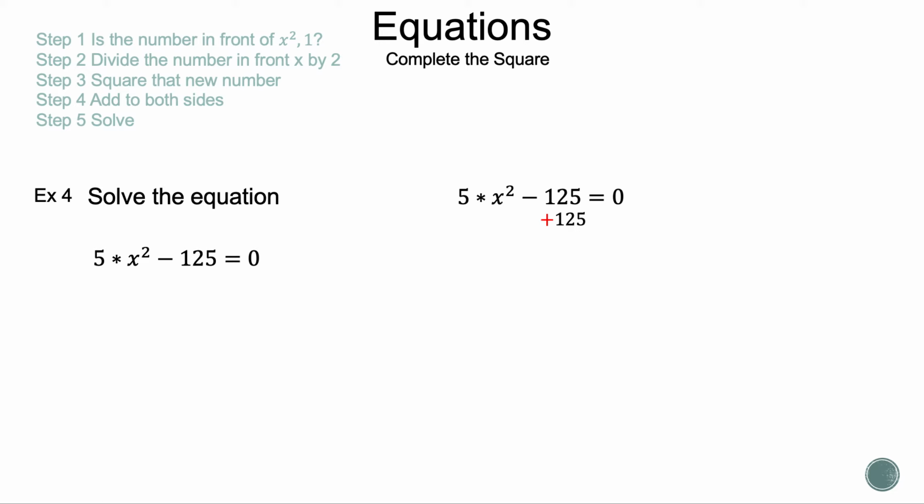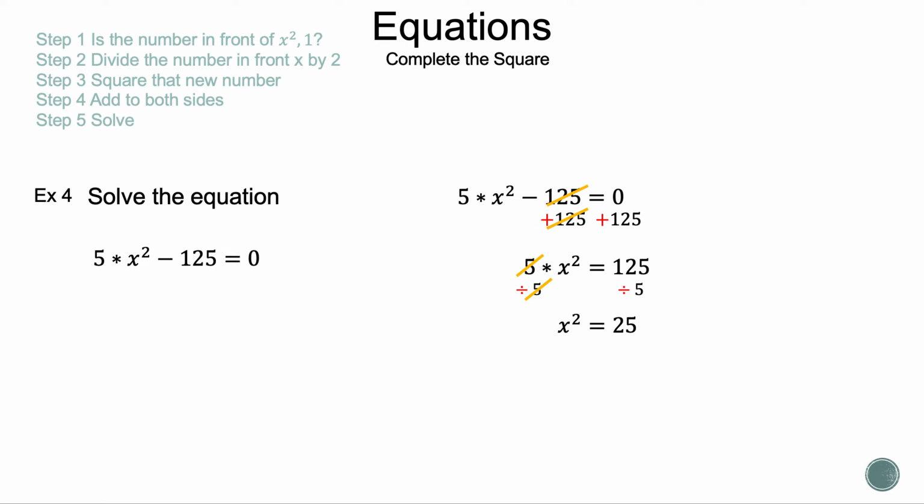We're going to add the inverse, which is positive 125, and those two numbers cancel. And now we're going to add 125 to the other side. Let's write down what we have so far. We have 5 times x squared is equal to 125. The inverse of times is divide, so we're going to divide the left-hand side by 5. Those two numbers cancel, and we now need to divide by 5 on the other side, or the right-hand side, and the result of that is 25. Now we have x squared is equal to 25.